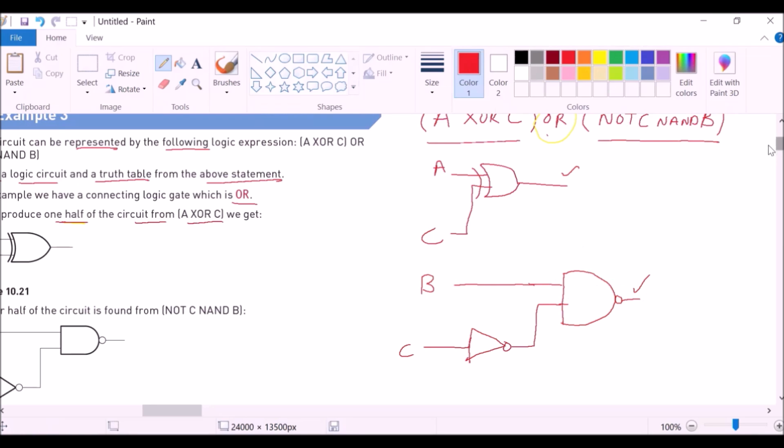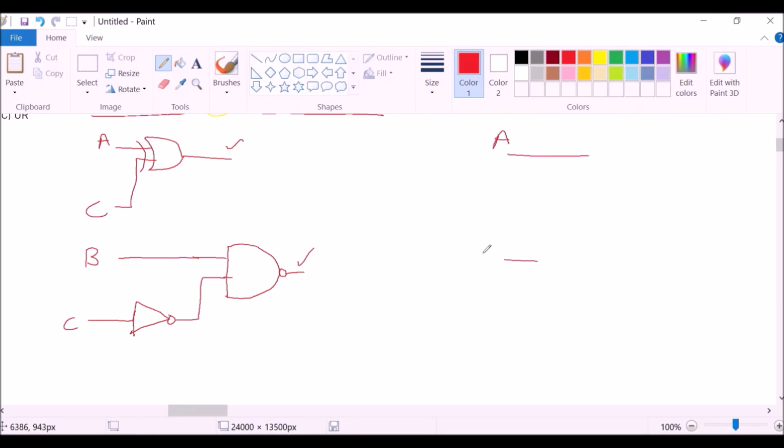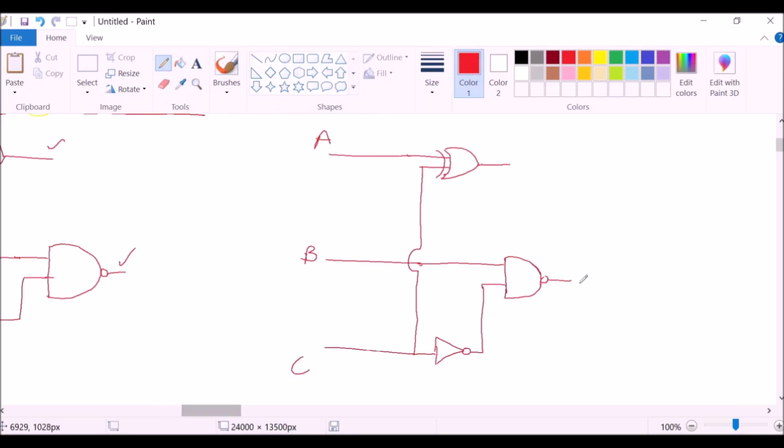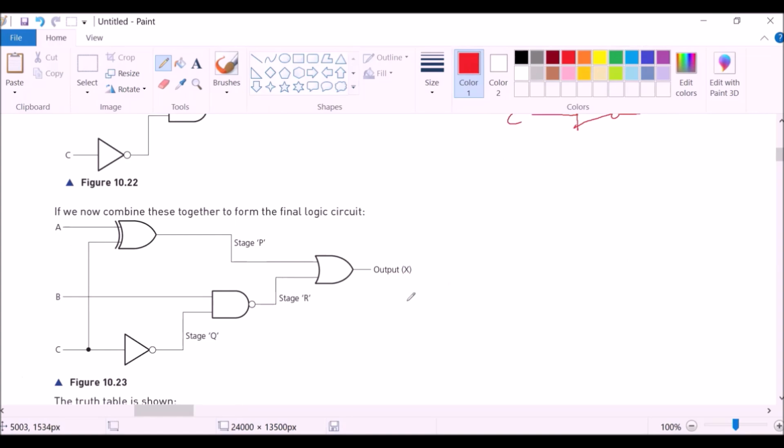Now to combine them, we have A, B, C. So C comes over to A, and they are connected to an XOR gate to represent this circuit. Not C connects to the NAND gate B, and these outputs are now taken to an OR gate, and we have our final output X, which is similar to what we have here.